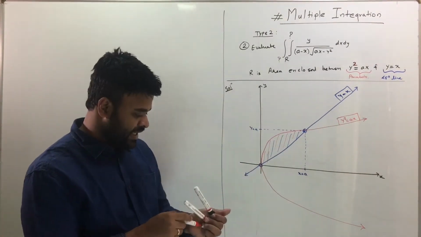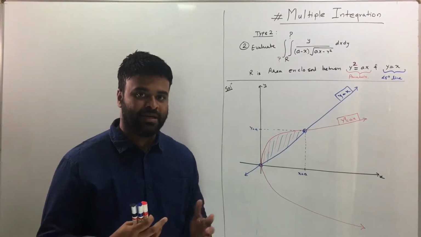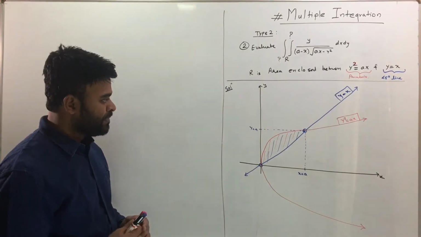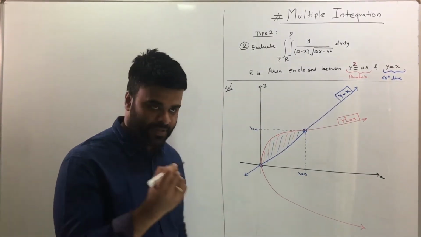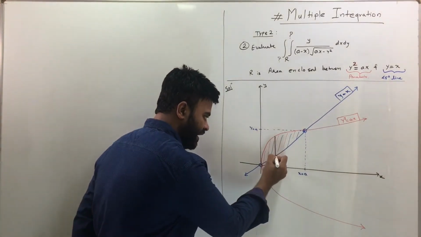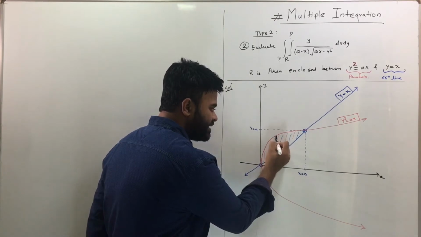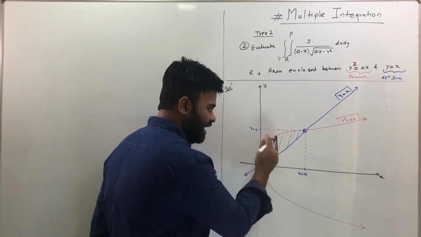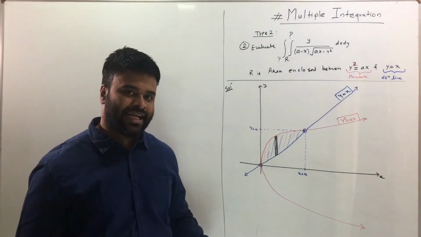Once you figure out region R, next we want to figure out the limits of the integral, and see how we do that. For this, you can take a vertical strip. So I'll take a vertical strip. Just learn the procedure first. Take a vertical strip in the shaded region R. So I took this as a vertical strip. Now there is a technique to that.